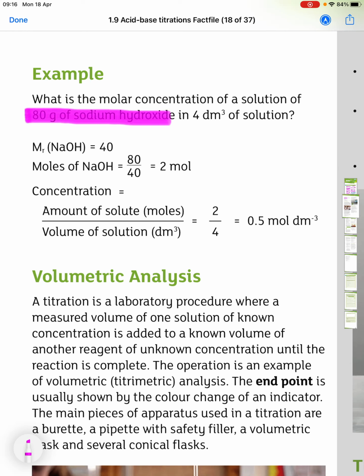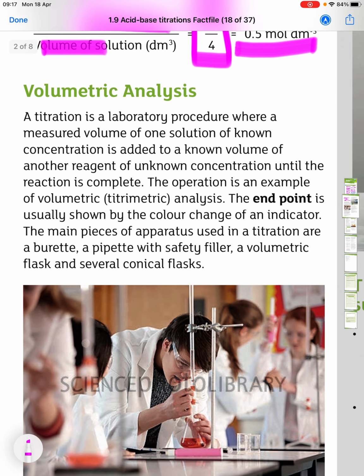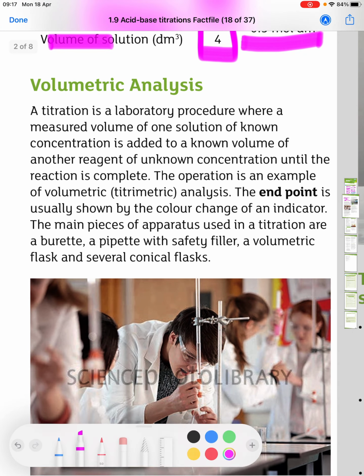So an example then, what's the concentration of a solution of 80 grams of sodium hydroxide in 4 dm cubed of solution? So we work out the formula mass of sodium hydroxide, which is 40. Number of moles is mass divided by the formula mass, so 80 divided by 40, which is 2 moles. The concentration then is the amount of solute in moles over the volume of solution in dm cubed, which is 2 divided by 4, which is 0.5 moles per dm cubed.